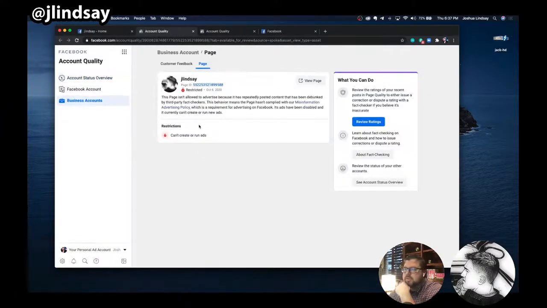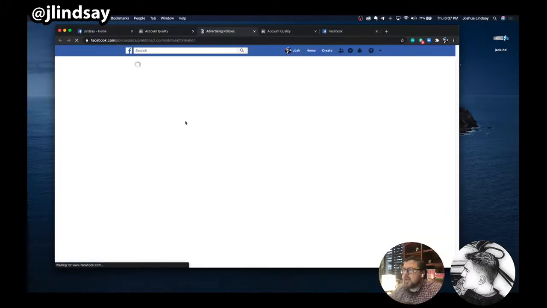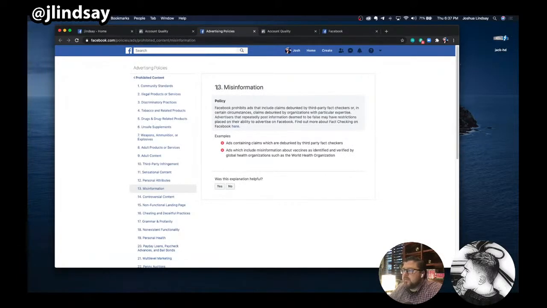If we go see the details about this, let's take a look at what it says. The page isn't allowed to advertise because it has repeatedly posted content that has been debunked by third-party fact checkers. This behavior means the page hasn't complied with our misinformation advertising policy, which is a requirement for advertising on Facebook. Its ads have been disabled and it currently can't create or run new ads. So let's go take a look at that advertising policy. 13, misinformation. So supposedly this page is distributing misinformation.